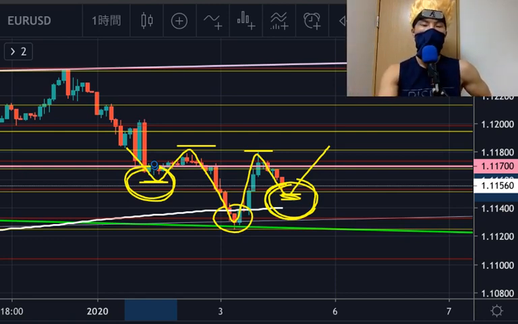Let's look forward to next week's movement. If it makes higher highs, it definitely means the Euro USD trend has changed.